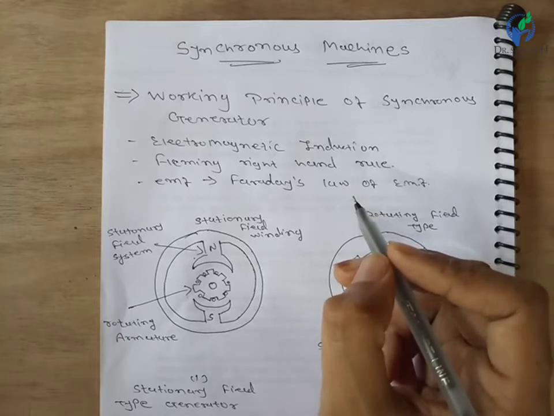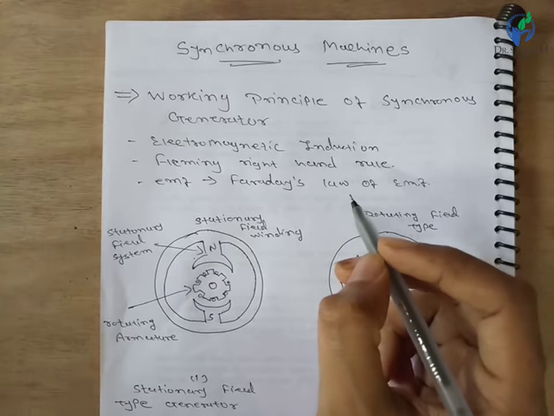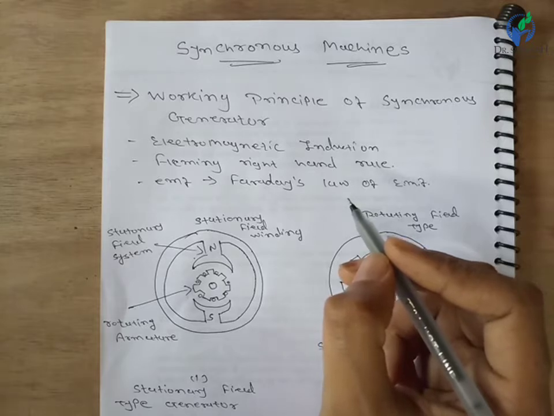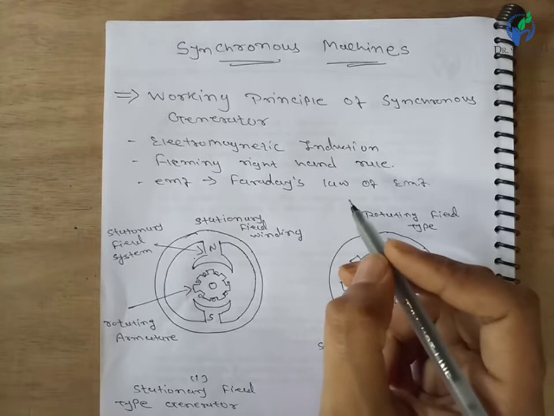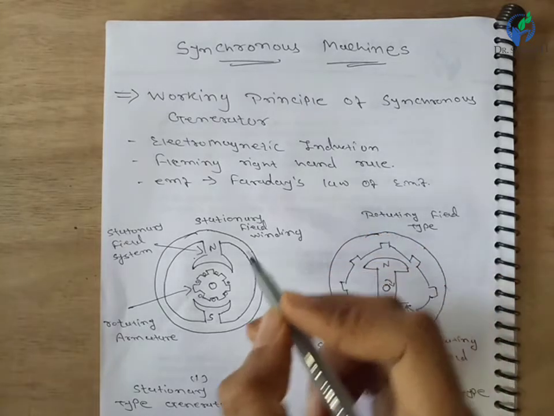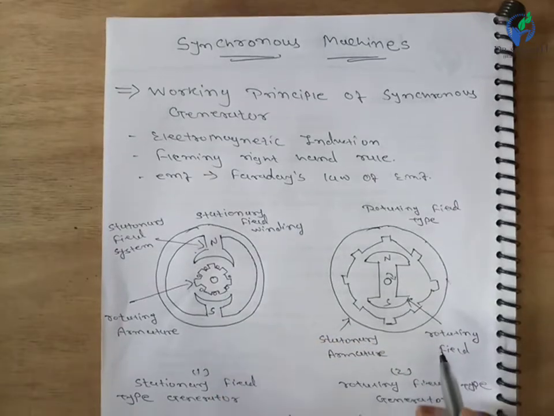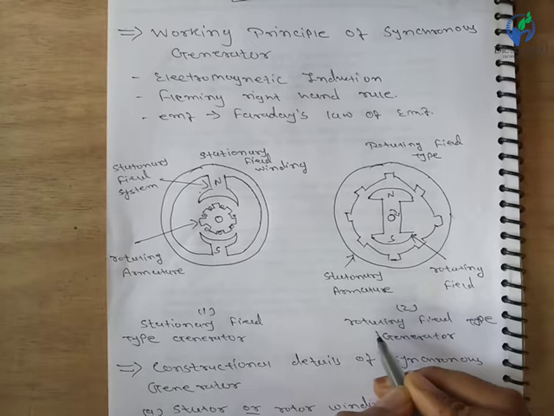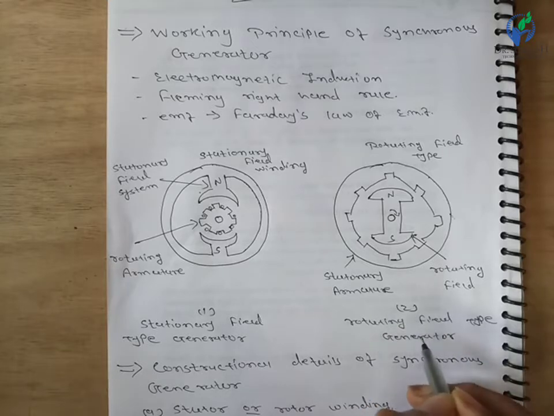The other, most popular system of AC generator is where the armature conductors are stationary and the magnetic field is rotated mechanically. Now both systems are discussed in detail. Here are the figures of the stationary field winding type generator, and the second figure is the rotating field type generator.